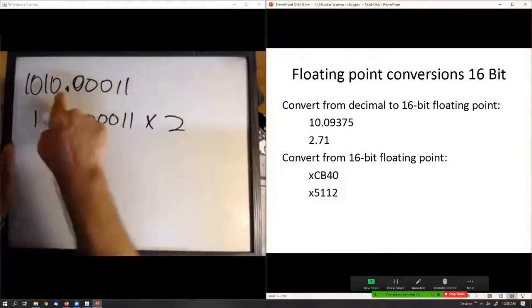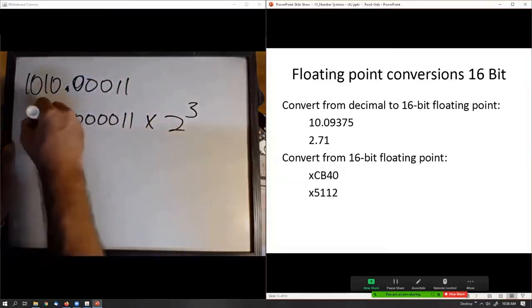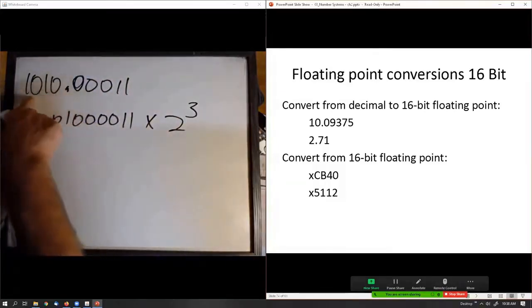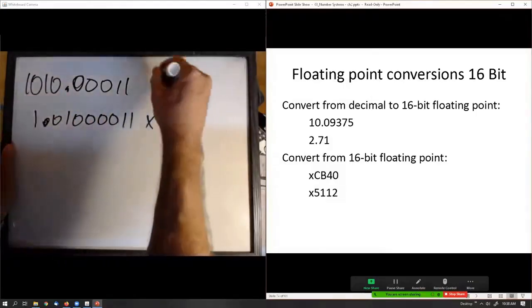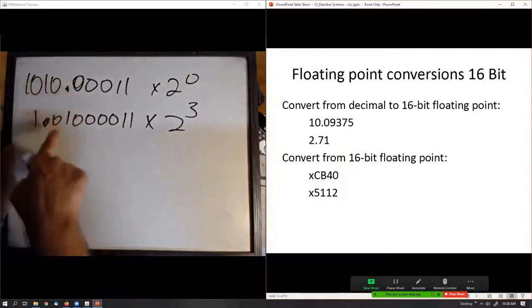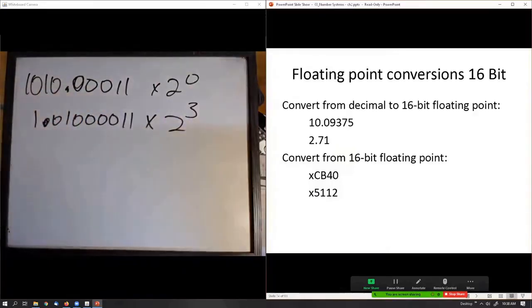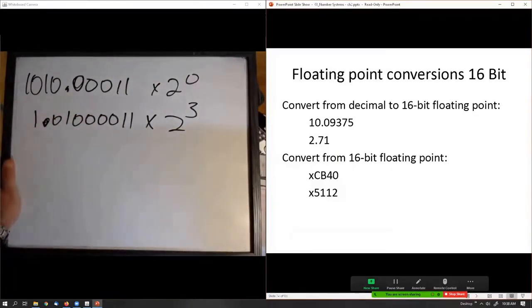Times 2 to the 1, 2, 3. Is it third or negative third? Well, this made the number smaller. So this needs to be getting bigger. Right? It's times 2 to the 0. So if this is getting smaller by 3 powers of 2, this needs to get bigger by 3 powers of 2 for it to stay the same number. So there we go. 0, because it's positive.